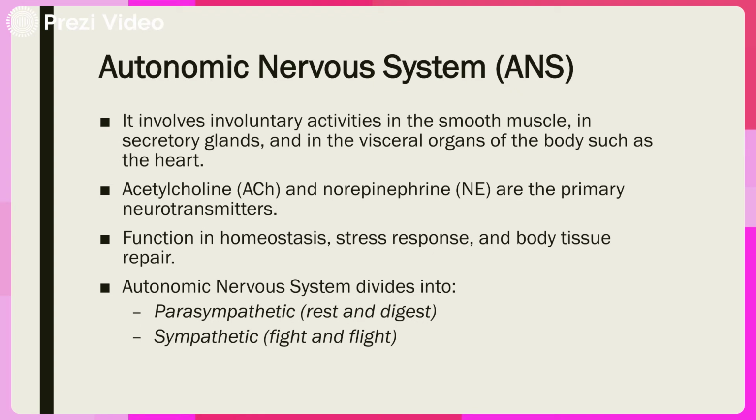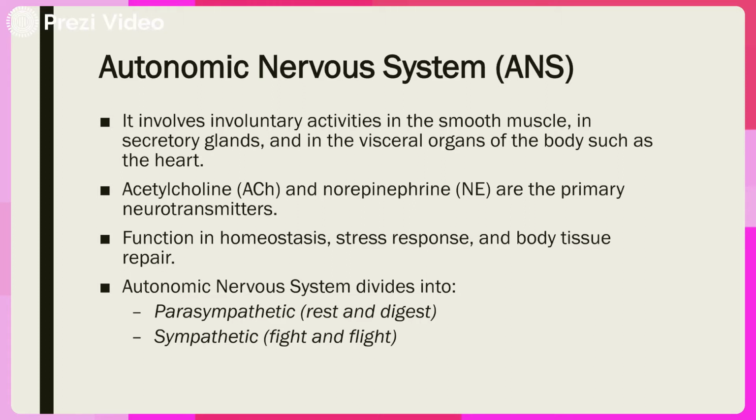So now we're moving to the autonomic nervous system. The autonomic system involves all the involuntary activities of our smooth muscle, the secretory glands, and the visceral organs of our body. Think about it like when you get really nervous, and some of you get diarrhea. That's the smooth muscle: involuntarily your intestine starts moving really fast. When you get nervous and start sweating a lot, that's the involuntary activity of the secretory glands coming into play.